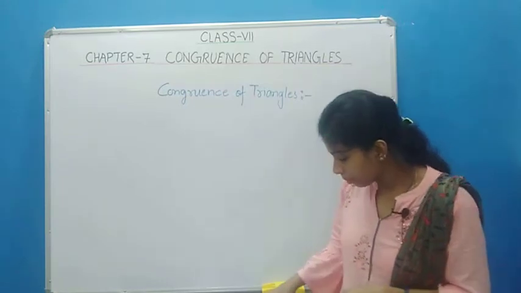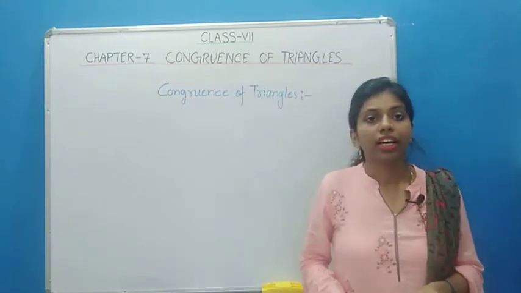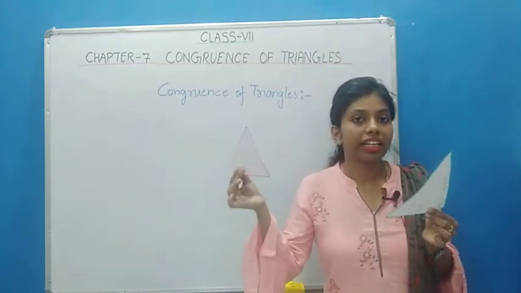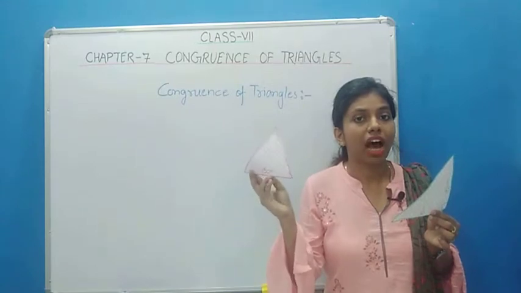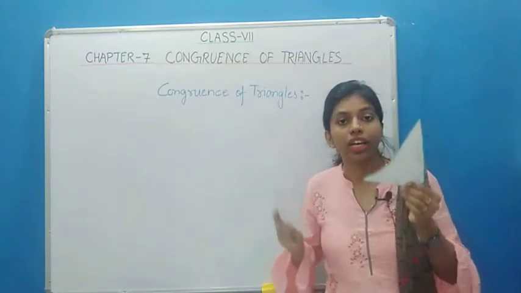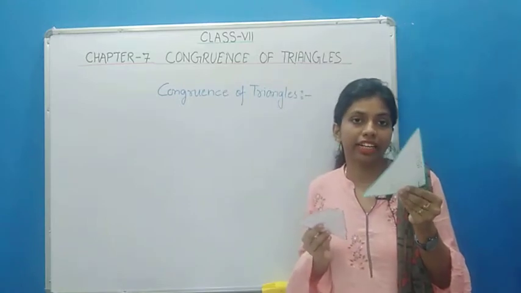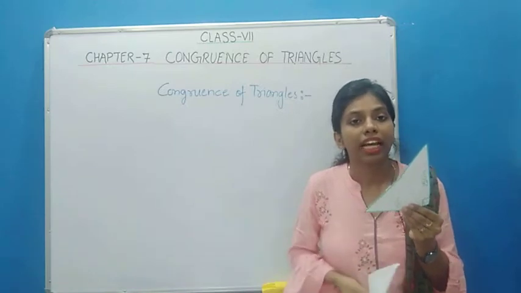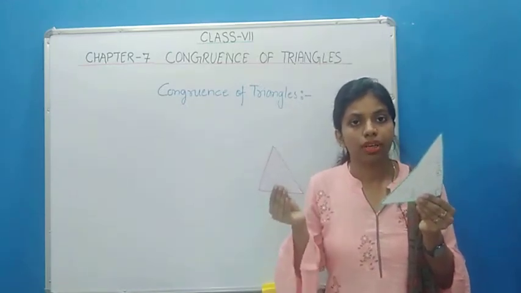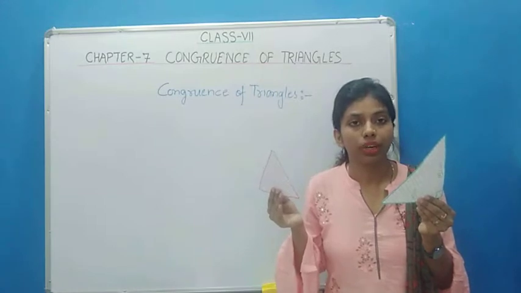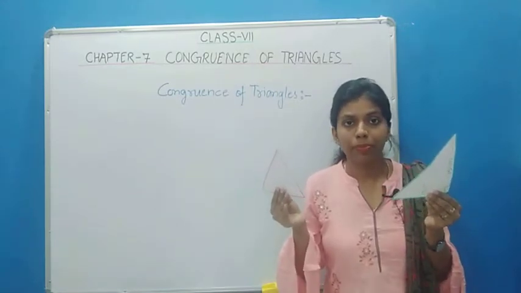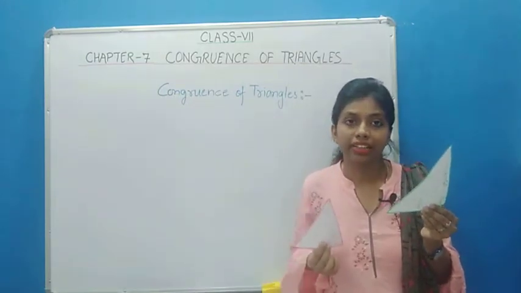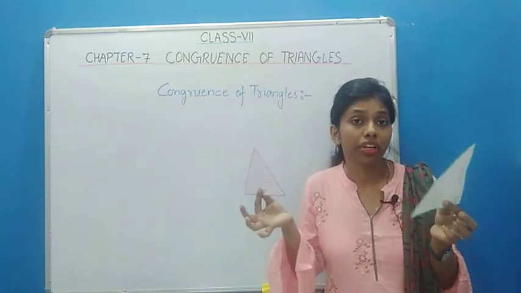Now suppose I am taking two examples here. Here I have two triangles. This is an equilateral triangle, meaning all sides are equal in this triangle. Now this second triangle is a right angle triangle, meaning one angle must be 90 degrees. Is it possible that these two triangles are congruent? No, because their shapes are not equal. One is equilateral and the other is right angle. Their shapes are not equal to each other.